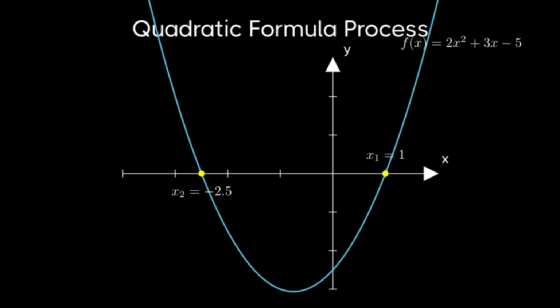The quadratic formula is powerful because it works for any quadratic equation. The solutions it gives us always correspond to where the parabola crosses the x-axis, whether that's at 2 points like we see here, at 1 point in the case of a repeated root, or at no points when the discriminant is negative and the parabola doesn't cross the x-axis at all.